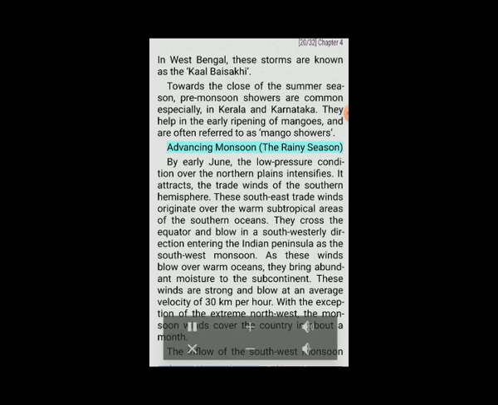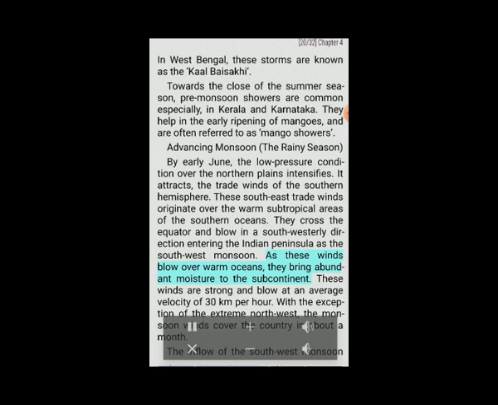Advancing monsoon, the rainy season. By early June, the low-pressure condition over the northern plains intensifies. It attracts the trade winds of the southern hemisphere. These southeast trade winds originate over the warm subtropical areas of the southern oceans. They cross the equator and blow in a southwesterly direction, entering the Indian Peninsula as the southwest monsoon.